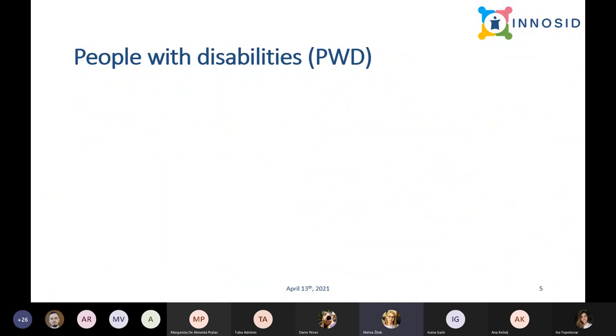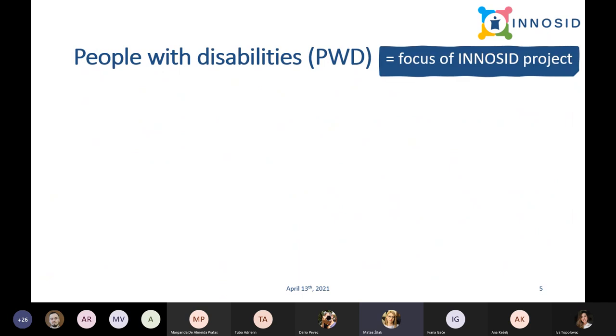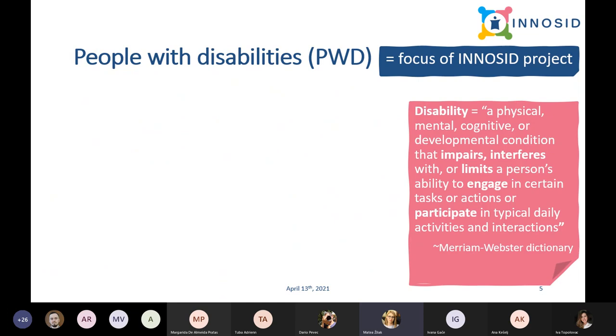But as I said, from now on, we will focus more on people with disabilities. This is also a focus of the INNOSID project. And if you observe this definition of disability from the Merriam-Webster dictionary, we can see that disability is an umbrella term which covers a wide spectrum of impairments, so mental, physical, cognitive, developmental, and many others, and that it includes many activity limitations and participation restrictions.